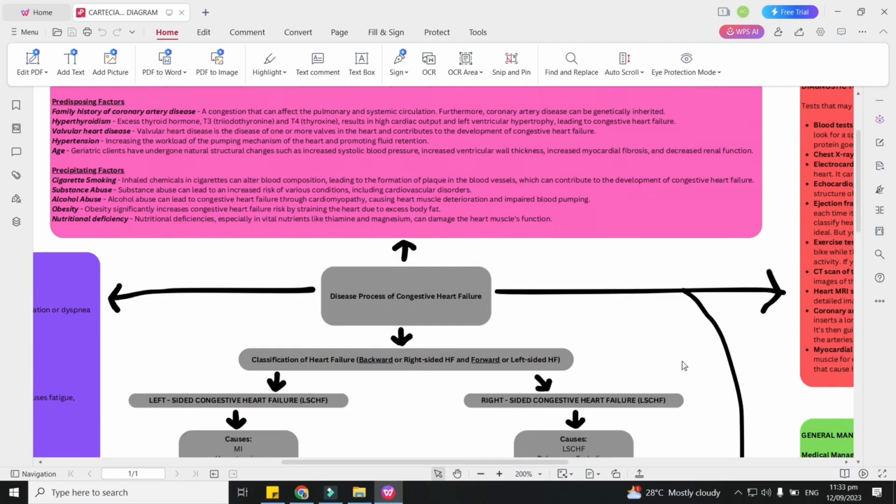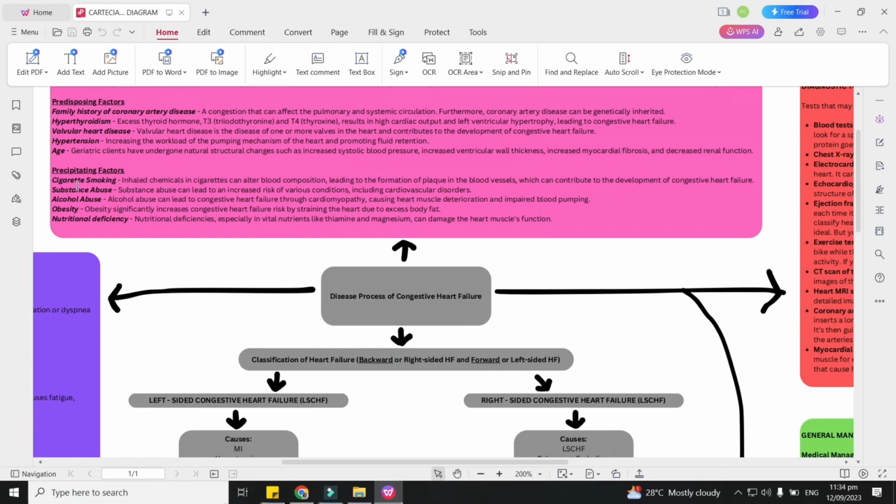And next is the precipitating factor. These factors are a series of events or conditions that act as triggers, meaning bringing about the occurrence of a specific outcome. For example, here we can see cigarette smoking, substance abuse, alcohol abuse, obesity, nutritional deficiency. Those factors are modifiable. So in short, precipitating factors are the modifiable factors that we have.